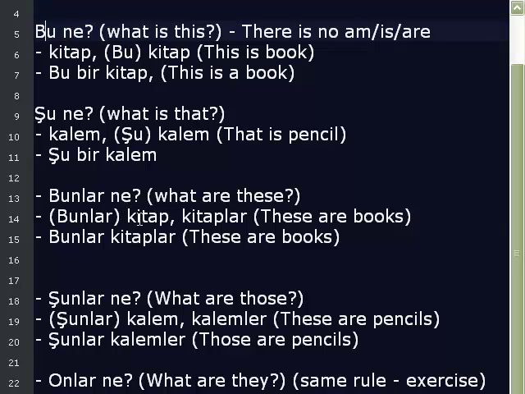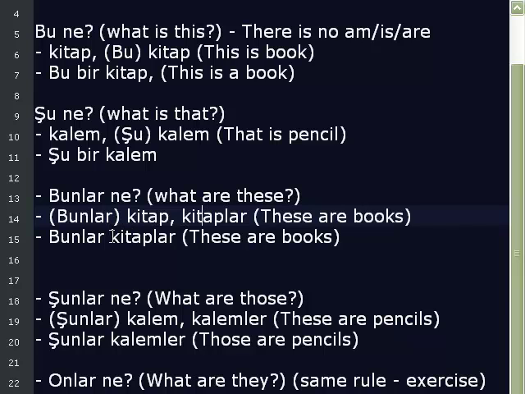And let's go to bunlar, the plural form of bu. Bunlar ne? Kitap. Here in Turkish you don't have to use the plural form to answer this question. You can still use both forms. You can say kitap or kitaplar. Bunlar ne? Kitap. Bunlar ne? Kitaplar. Okay, both are possible.